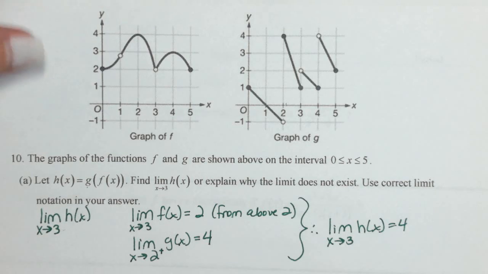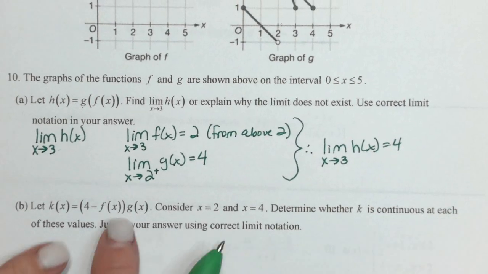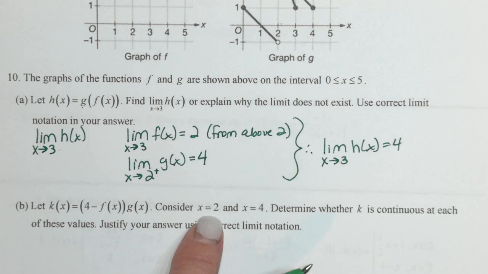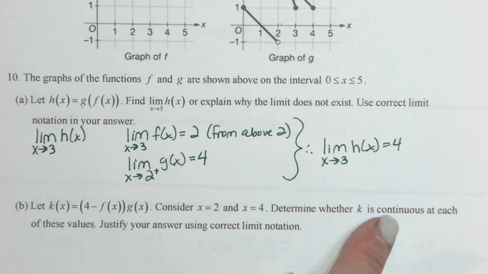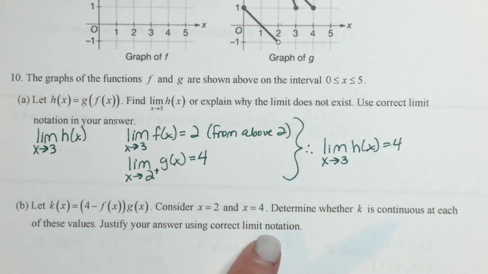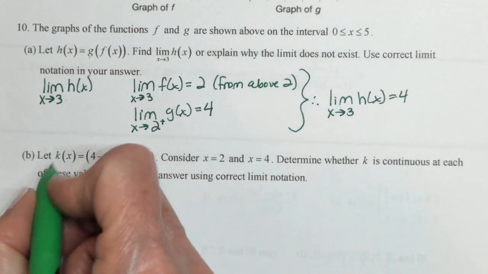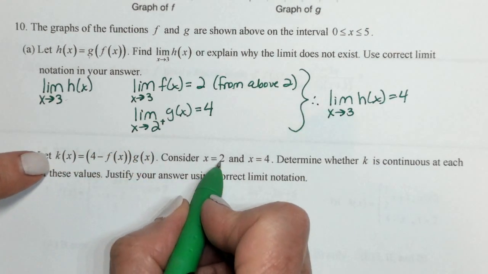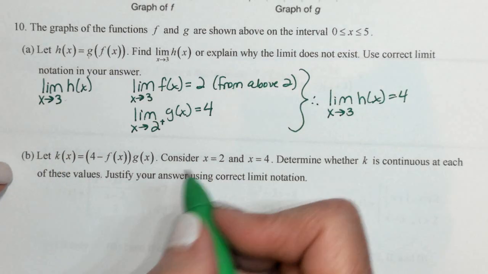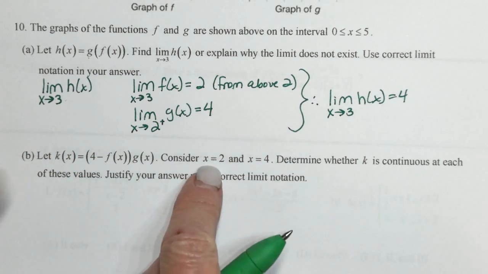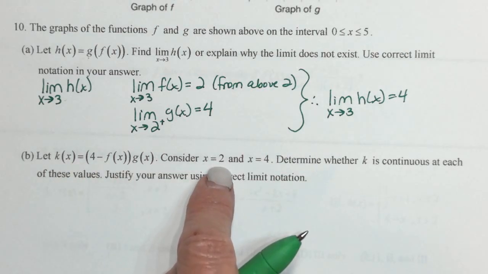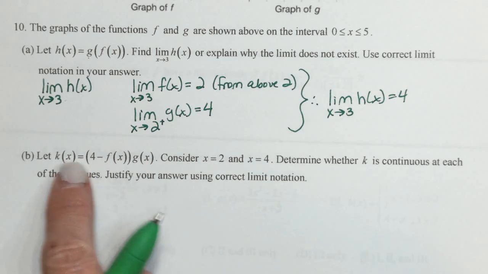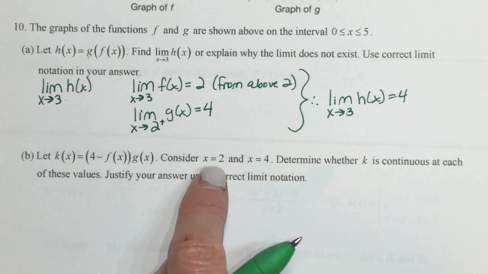Okay? Part B. Let k be this function. Consider x equals 2 and x equals 4. Determine whether k is continuous at each of these values. Justify your answer using correct limit notation. Alright, so for x equals 2, to be continuous at x equals 2, the limit as x approaches 2 from the left of k of x must equal the limit as x approaches 2 from the right of k of x, and that must equal k at 2.